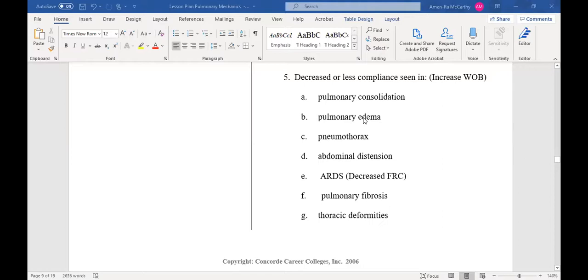ARDS is acute respiratory distress syndrome. That's what's happening with the COVID patients. COVID patients' lungs are being overwhelmed by pneumonia, COVID pneumonia, and it is scarring and tearing up the lungs, and they go into ARDS, acute respiratory distress syndrome. Lungs won't do what you want them to do, so therefore they are less compliant.